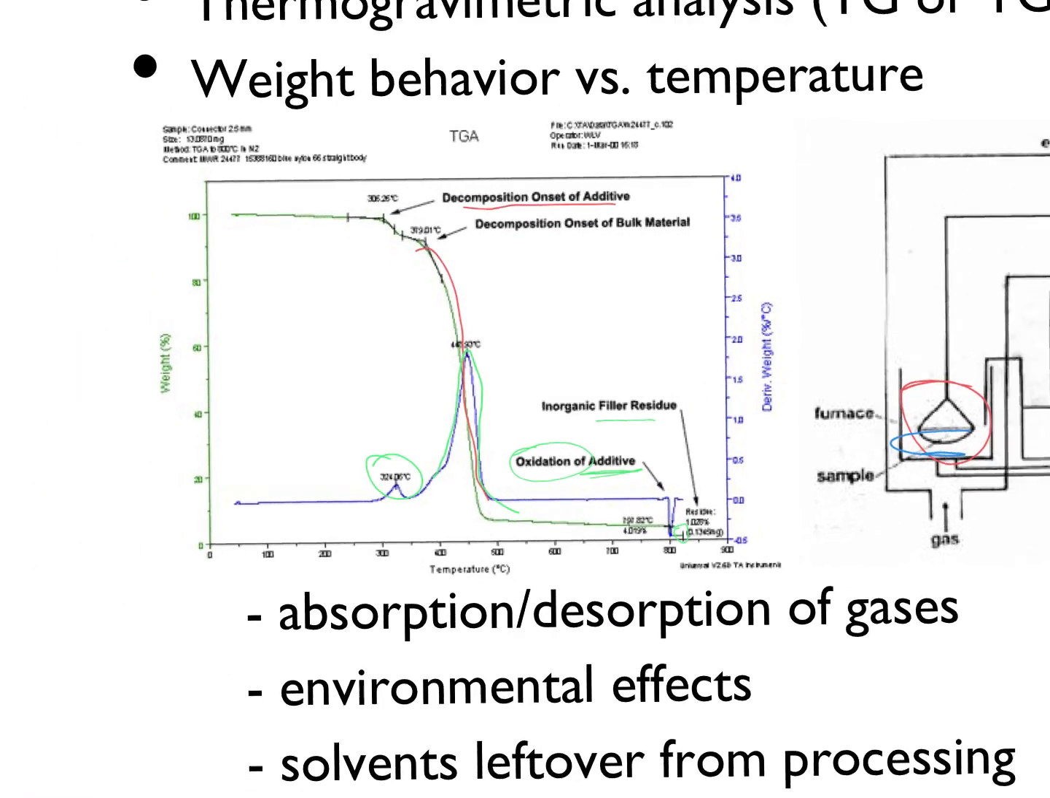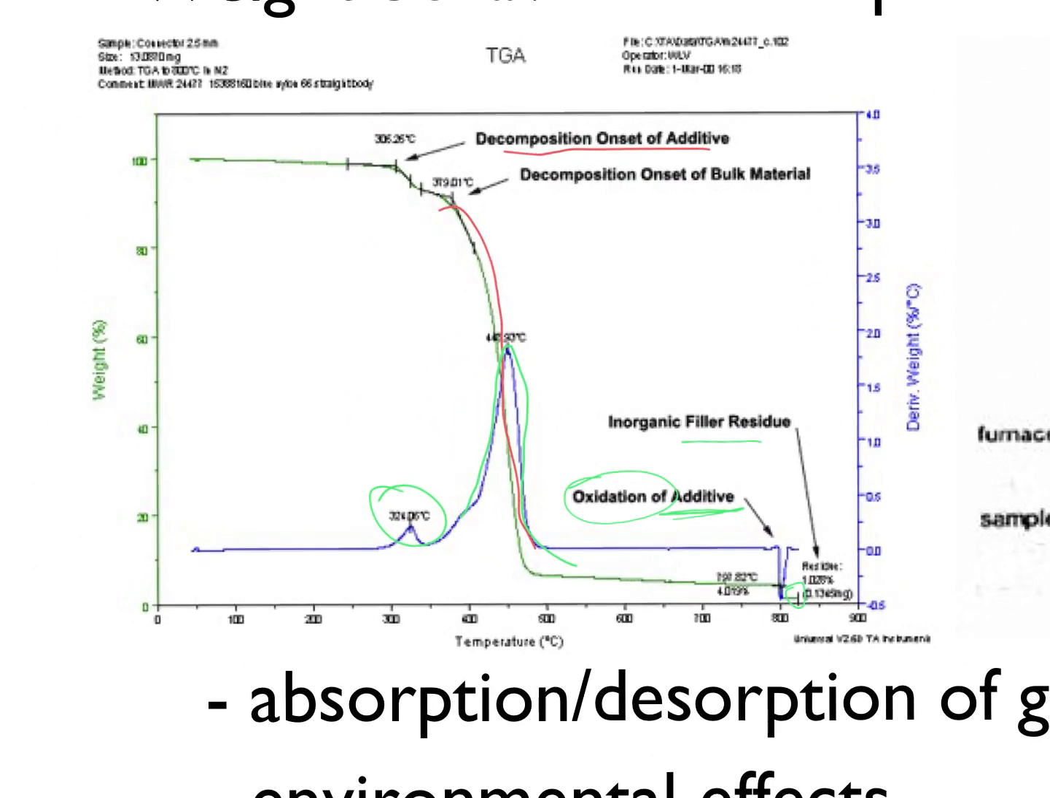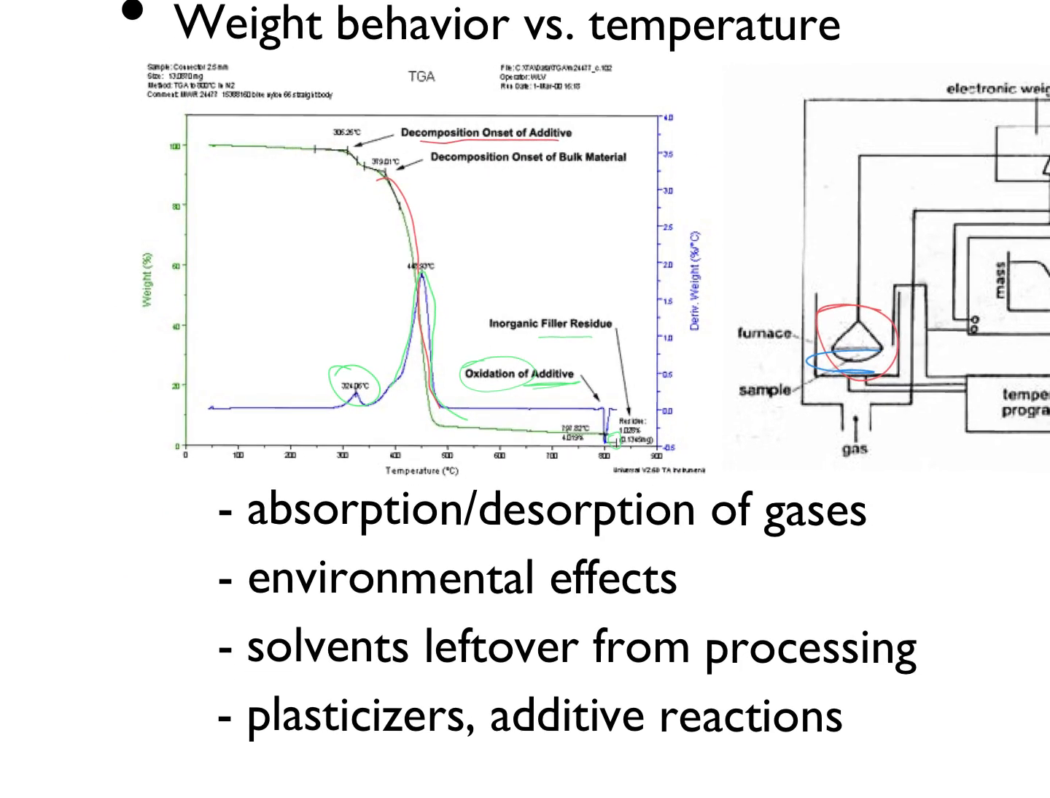And so this is just showing us the weight loss behavior of these materials as a function of being heated up. And this can be handy in terms of establishing desorption of gases, environmental effects, like you just saw this oxidation behavior going on in these systems. Solvents left over from processing, assuming they're solvents. It's not always true. And then more likely, however, are plasticizers and additive reactions. And so things that are present, and we haven't talked about them yet, but plasticizers, lubricants are typically lower molecular weight compounds.